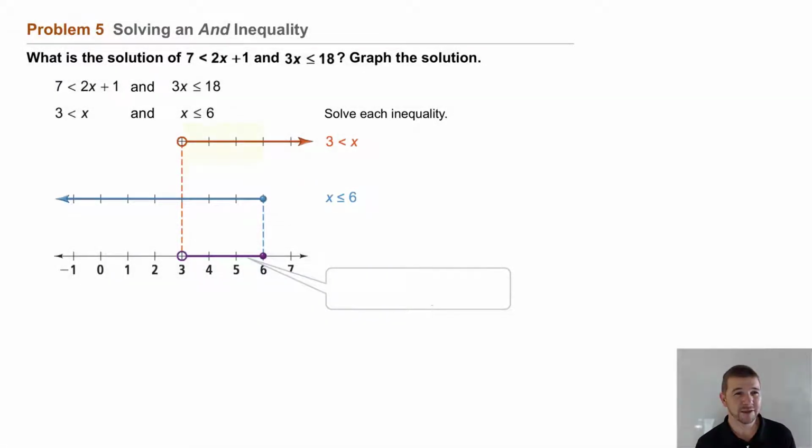It's the overlap of these graphs that represents the values that satisfy both inequalities. And because we have the word "and" involved in this compound inequality, that's what we're interested in, the values that satisfy both inequalities. So that's represented here in purple, with an open circle at the boundary point 3, a solid circle at the boundary point 6, and a line segment connecting the two. Keep in mind, "and" means that a solution makes both inequalities true.